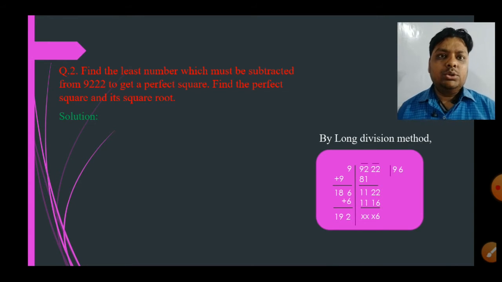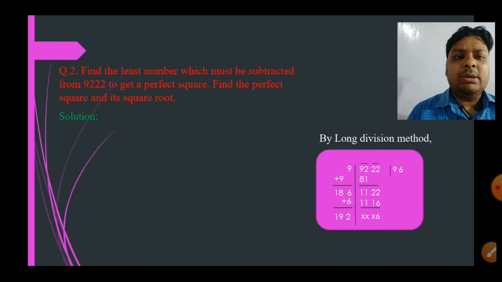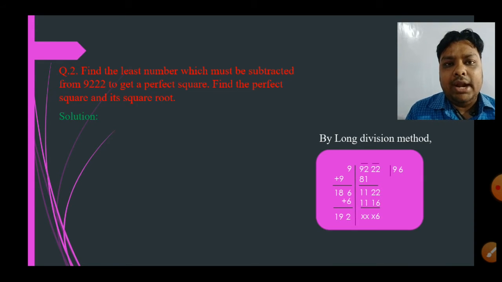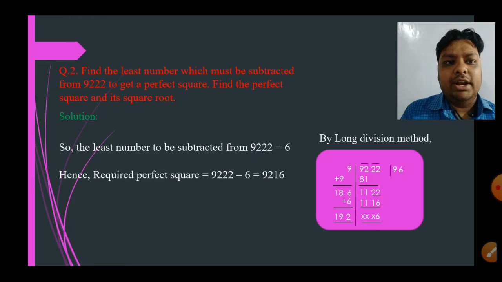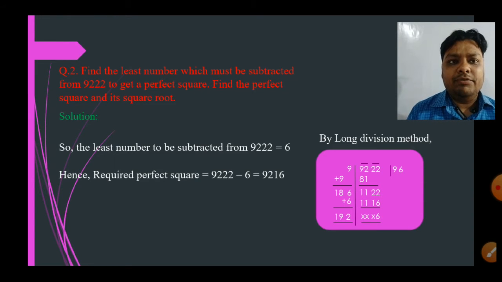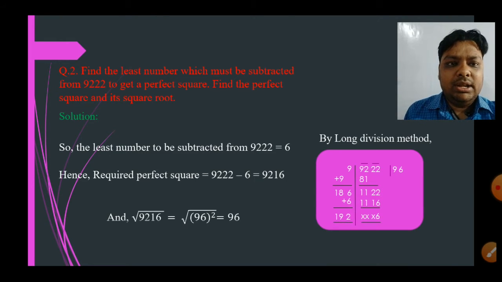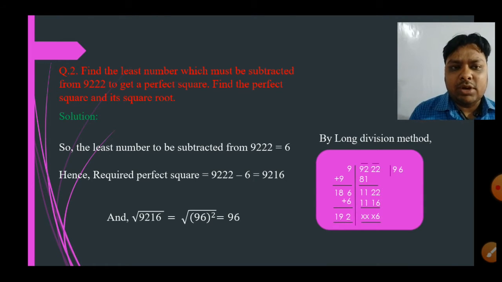Okay, now if we subtract 6 from 9222, then we will get the perfect square. It means the least square number will be what? The least square number will be 6. Okay, and if we subtract 6 from this number, then we will get a perfect square. It means 9216 is the perfect square. Then what will be the square root of this perfect square? It is the square of 96. It means the square root of this will be only 96.